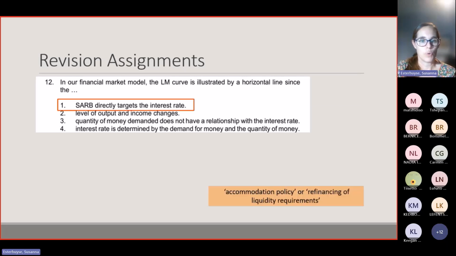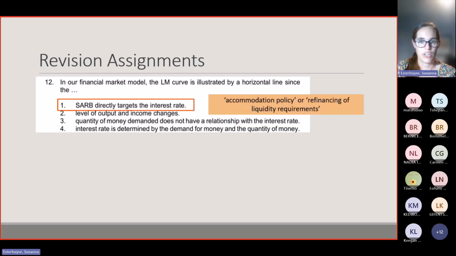So only number 1 is correct, because remember, we are using the same model that South Africa is using, and the other word for when a central bank targets the interest rate is accommodation policy or refinancing of liquidity requirements. Remember?